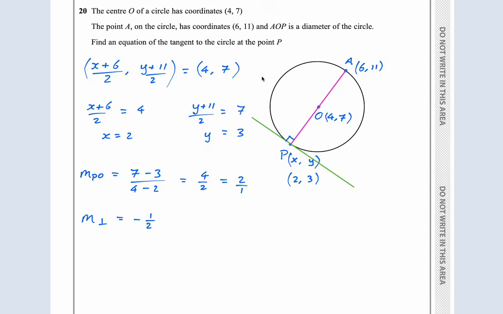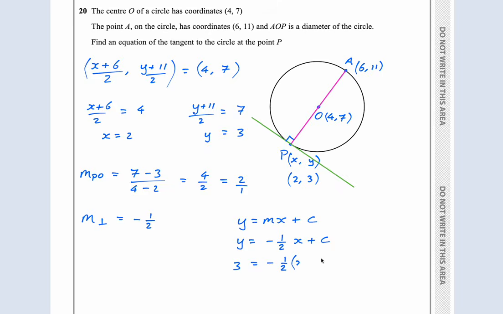Okay, now it says find the equation of the tangent to the circle. So now I have gradient and I have a point. So I can just say y equals mx plus c. I can say y equals m, which is negative a half, x plus c. I know it goes through the point (2, 3), so let's add in 3 for y and 2 for x.